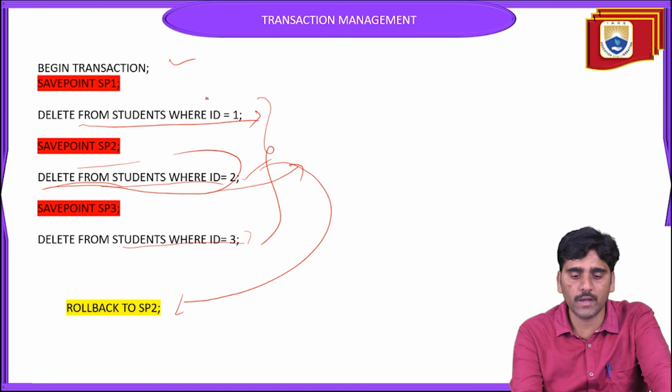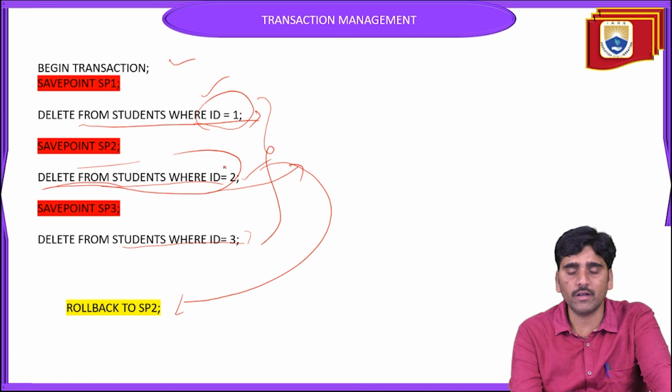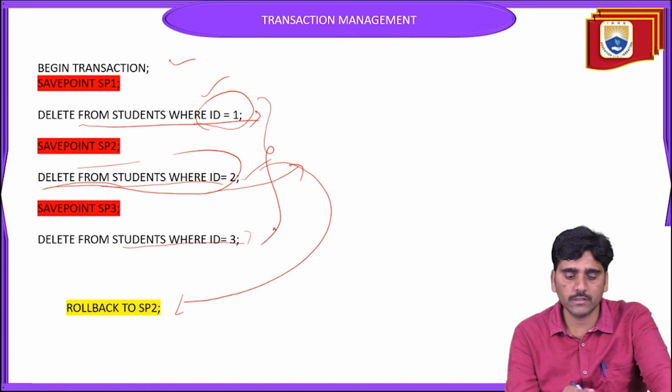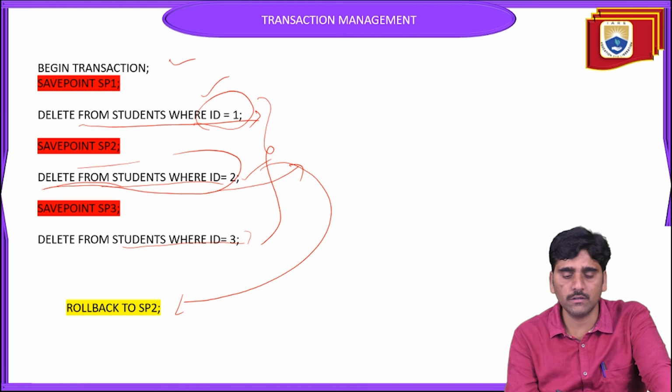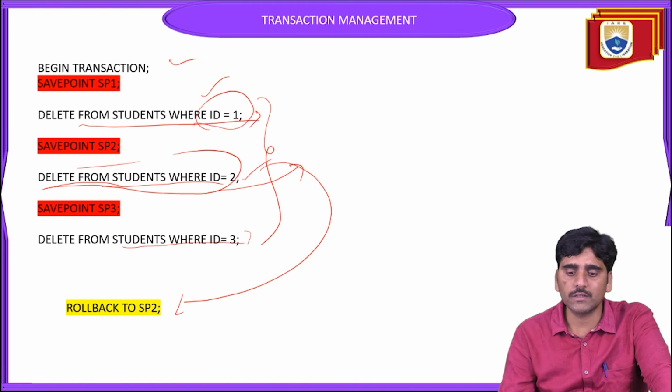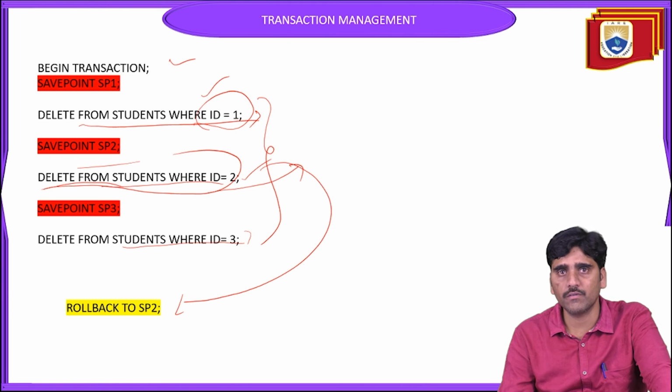If you want to roll back to save point 1, which has ID equals 1, you can roll back. Or ID equals 2, then it is rolled back. ID equals 3, it is also rolled back. So this is the way you can create the save points and roll back to SP2. So this is all about the transactional commands. These are the different types of transactional operations.